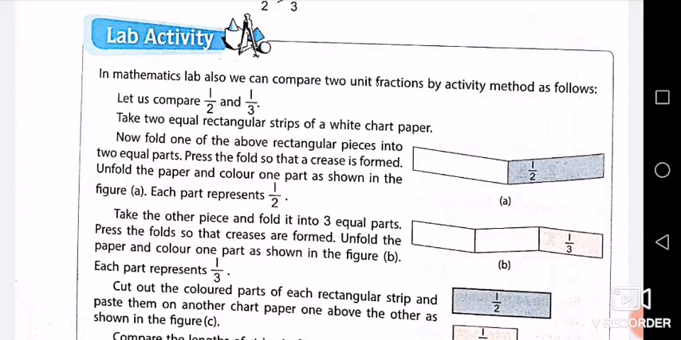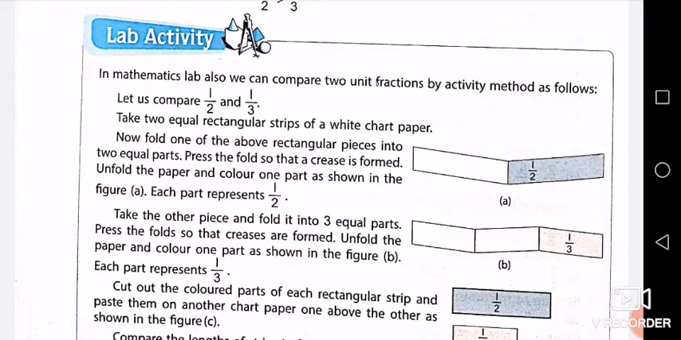Now let us compare 1 by 2 and 1 by 3. What do you require for doing it? Take two equal rectangular strips of white chart paper. You have to take two equal rectangular strips of a white chart paper and then fold them.